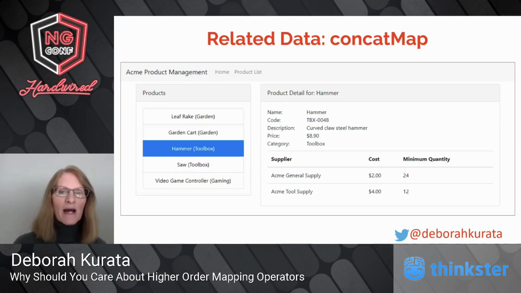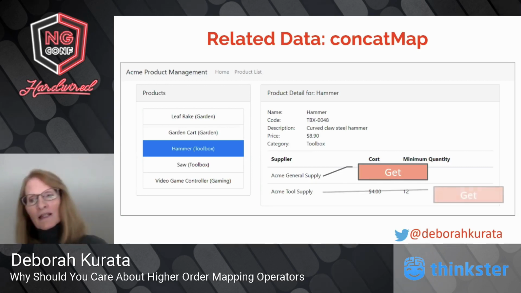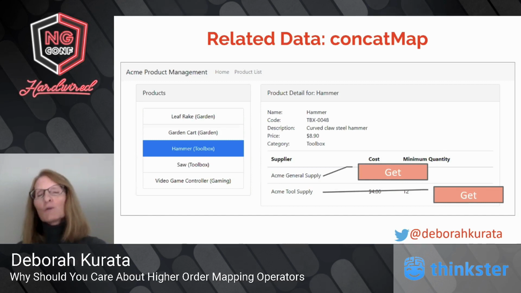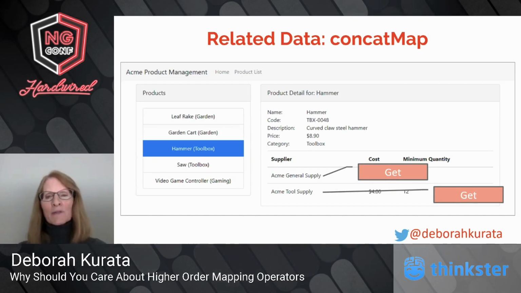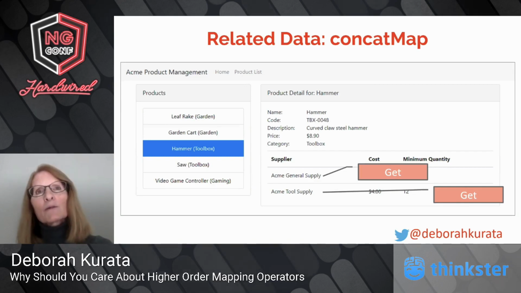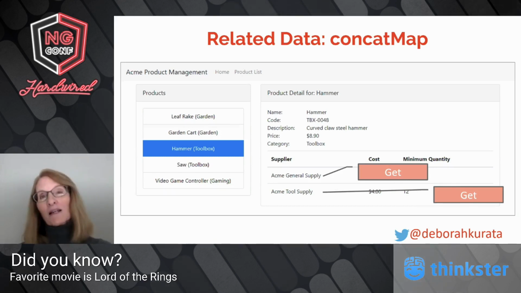All right, what about concatMap? Well, what that's going to do is get the first one, wait for it to finish, then get the next one, wait for it to finish. And if you had 10 of these, it would be doing them one at a time, waiting for the first one to finish before getting the next one. Now, the nice thing about that is it will retain order. So if you needed these in a particular order for some reason, then concatMap might be a good option. But otherwise, if you had 10 of them, it could take literally 10 times longer than the MergeMap to get the data.